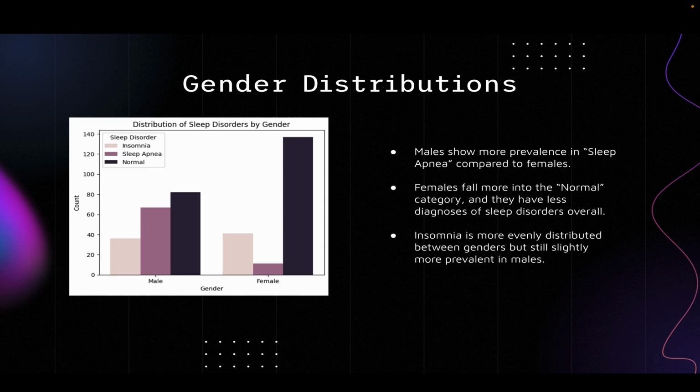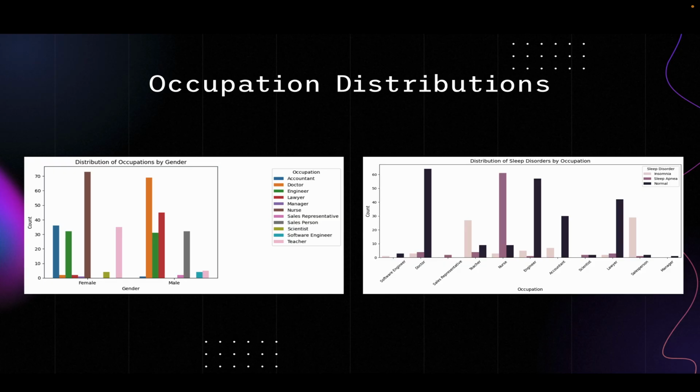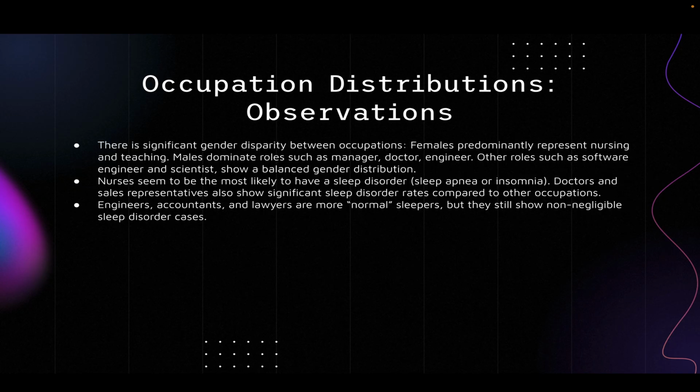Also, we looked at gender distributions to see how the sleep disorders were affected by gender, and we saw that there was quite a difference between males and females, as females were more likely to have normal sleep, and males also had a lot more sleep apnea in general. Next, we looked at the occupation distributions by gender and also the influence on the sleep disorders. Here we saw significant disparities between the occupations, which doesn't really help us for the model, but does add context for the problem. We also saw how some professions, such as nurses, seem to have a more likely chance to develop a sleep disorder, which we'll get into why a little bit later on.